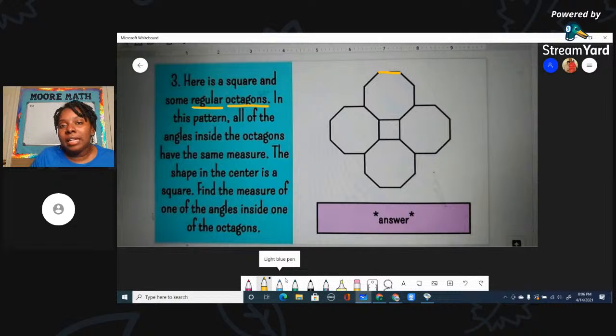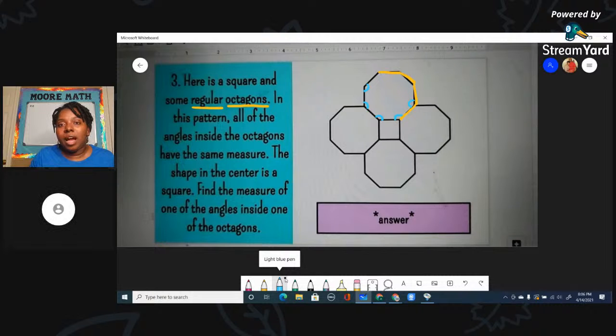So all of these sides, this is equal to this, that side is equal to that side, this side is equal to that side, and so on. So all 8 sides of the octagon are equal. Also, all of the angles are equal. So this angle, I'm going to use a different color for the angles. This angle is equal to this angle. They're just all equal. Okay?